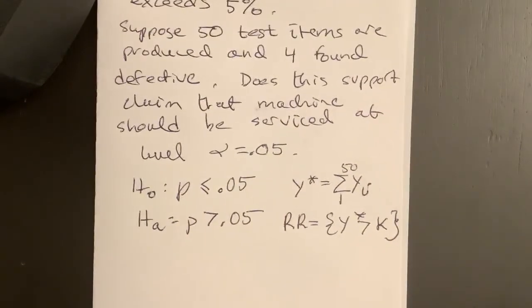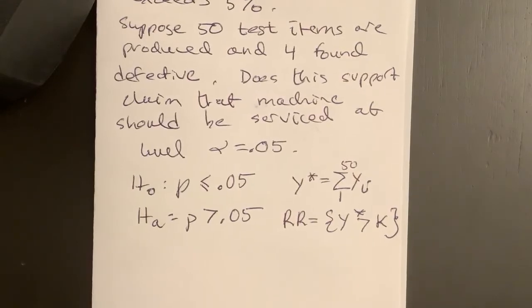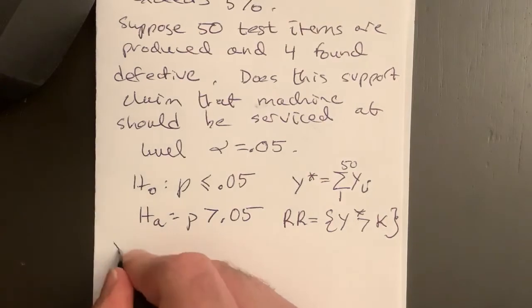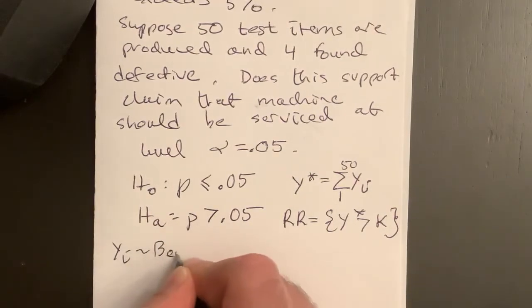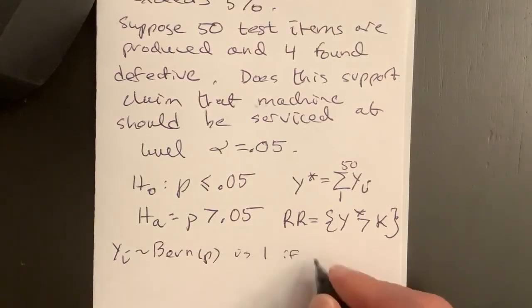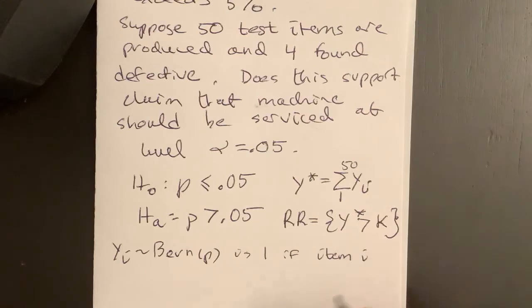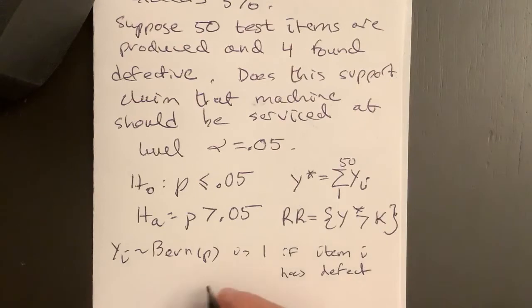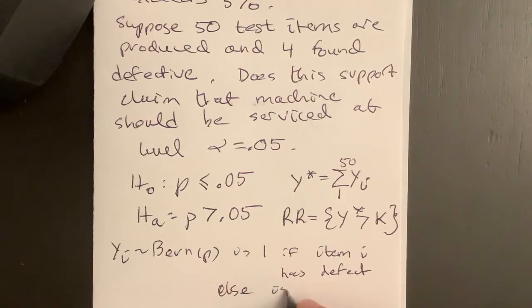So one way to do this is, suppose we consider each item to be a Bernoulli item. So Yi is Bernoulli p. Yi is 1 if item i has a defect, and otherwise it is 0.